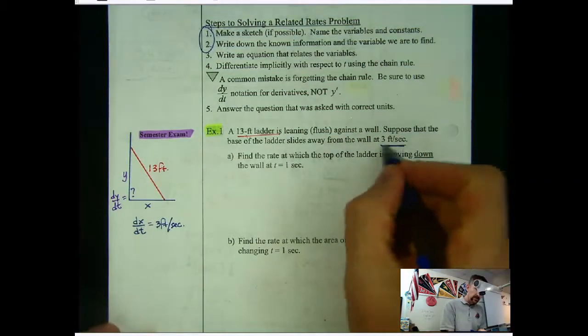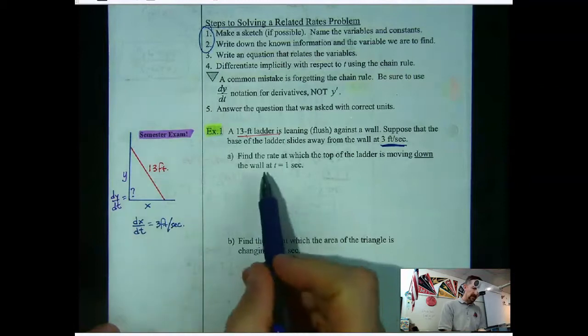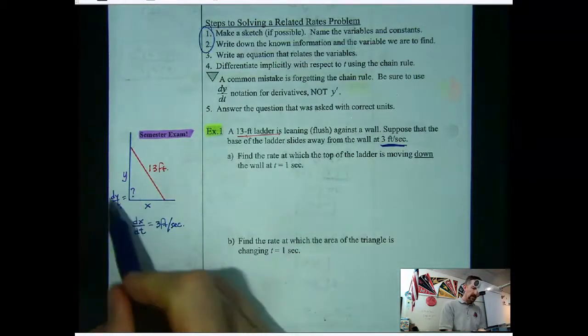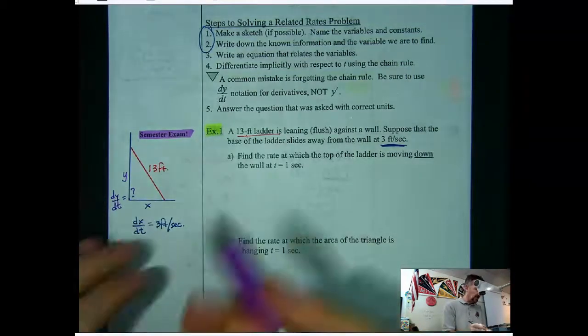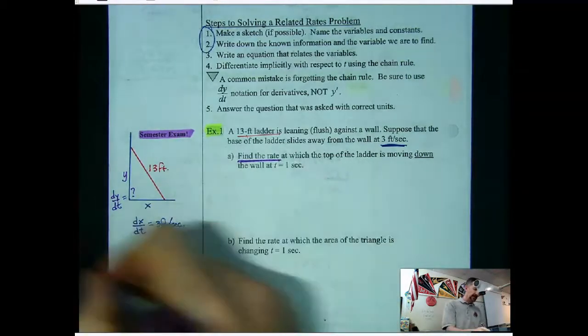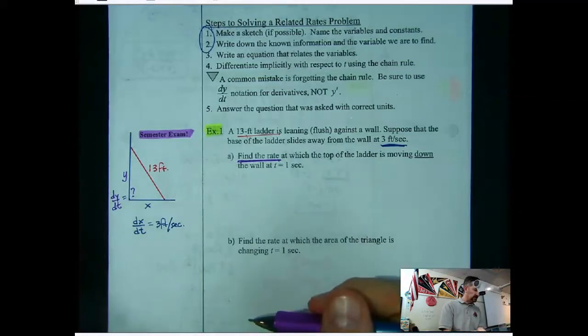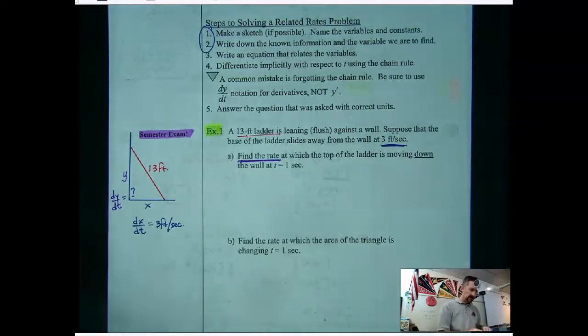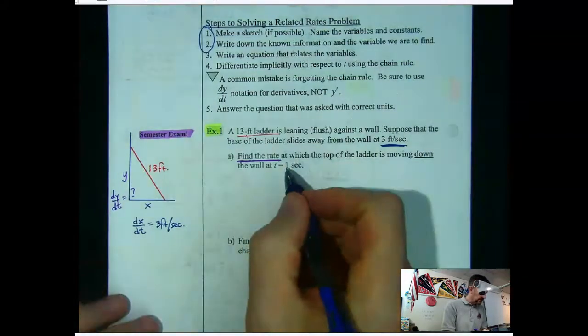That was 3 feet per second. Find the rate. When we say that, we want to identify what that is in our writing stuff down. So those are all of our first two steps. Okay? Now, what else do they tell us? They tell us that t equals 1 second.